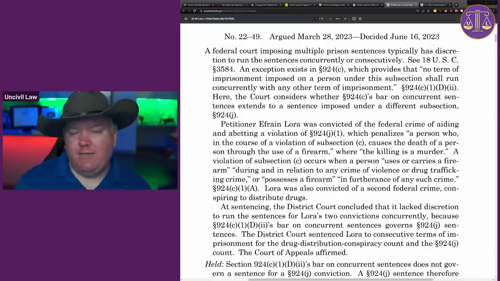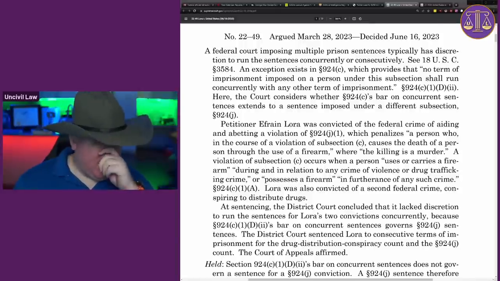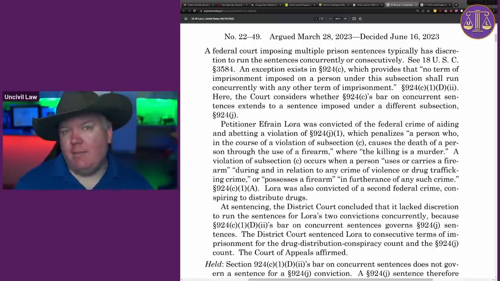The petitioner was convicted of the federal crime of aiding and abetting a violation of 924(j)(1), which penalizes a person who, in the course of a violation of subsection (c), causes the death of a person through use of a firearm where the killing is a murder. A violation of subsection (c) occurs when a person uses or carries a firearm during and in relation to any crime of violence or drug trafficking, or possession of a firearm in furtherance of such a crime. They are also convicted of a second federal crime, conspiracy to distribute drugs. Okay, so we've got a person who's doing some drug distribution. Someone is dying by the use of a firearm in connection to this. How do we sentence them accordingly?